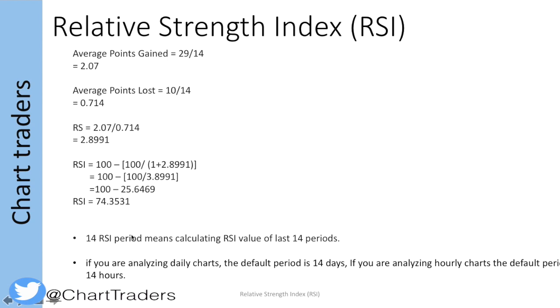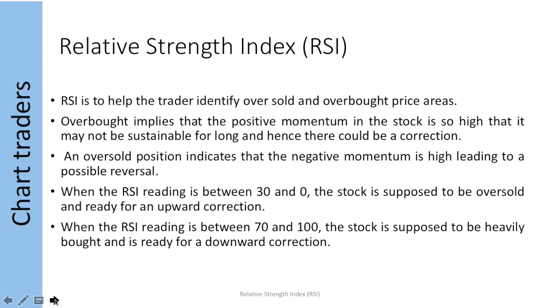Okay, now if you add RSI on a chart, by default it is a 14 period RSI. We can set it. It is used to identify the oversold and overbought price areas. Overbought implies that the positive movement in the stock is so high that it may not be sustained for a long time, and that would lead to a correction. Okay, so it is a probability.